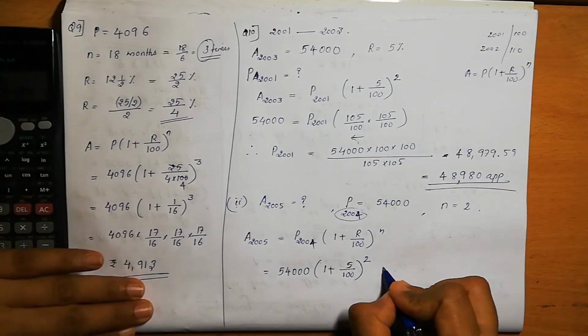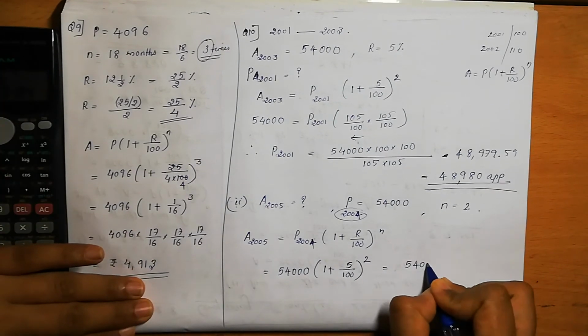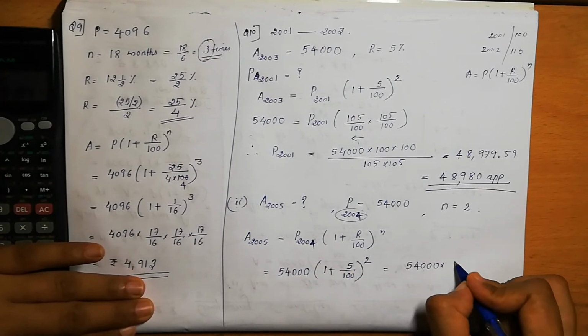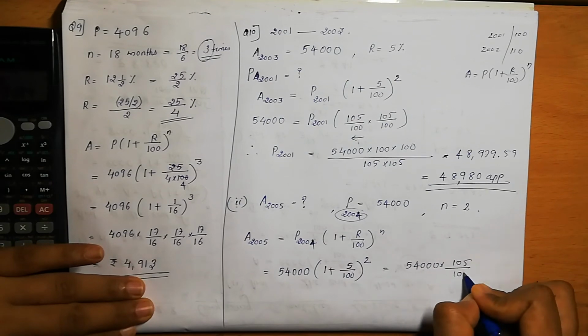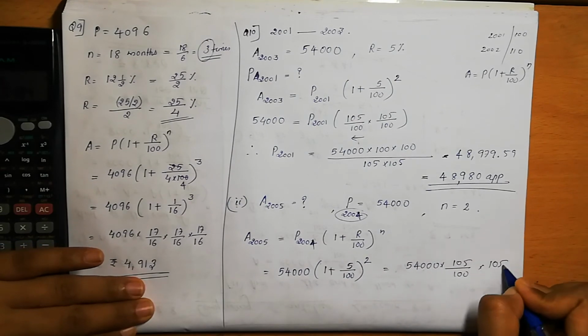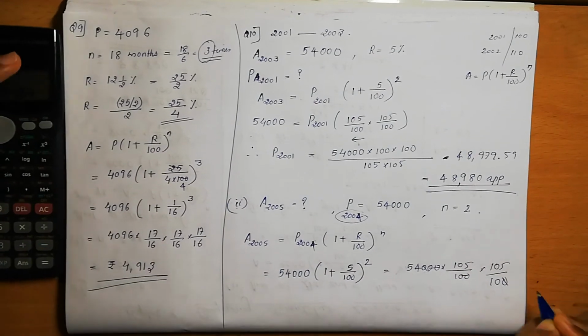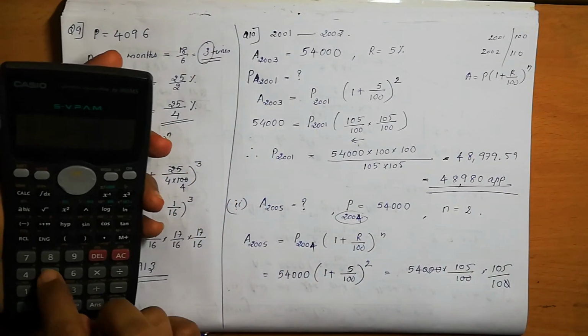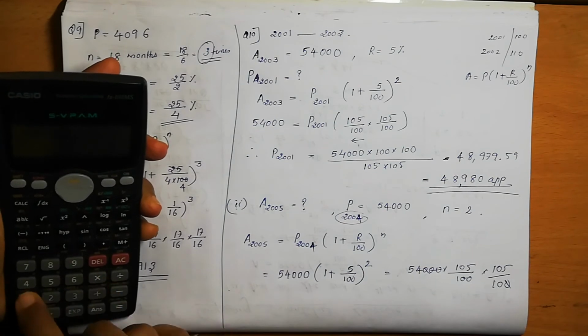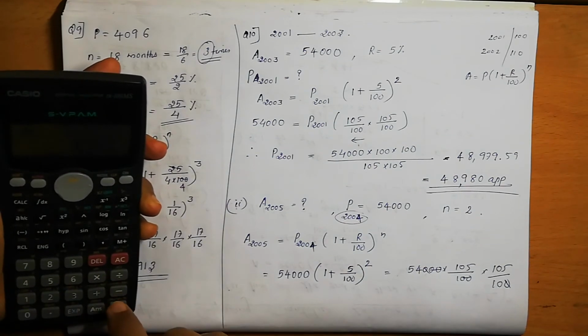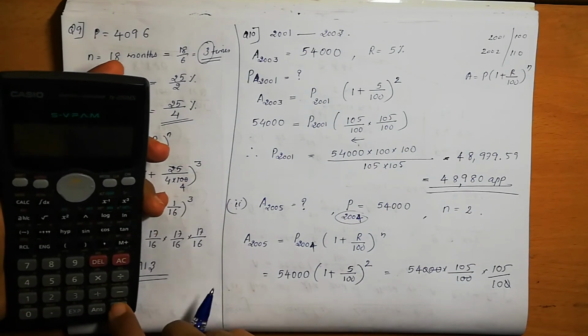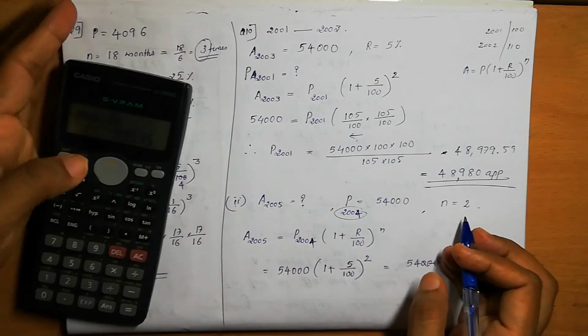So that is equal to 54,000 into 100 plus 5, which is 105, by 100 into 105 by 100. The zeros cancel. So after simplification, 54 into 105 into 105 by 10. That means 59,535.